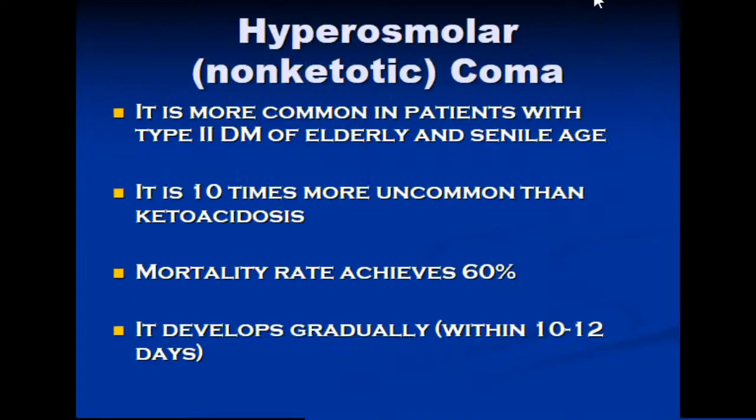The next, hypoosmolar non-ketotic coma. It is more common in patients with diabetes mellitus type 2 of elderly and senile age. It is 10 times less common than ketoacidosis. Mortality rate exceeds 60%. It develops gradually within 10 to 12 days.